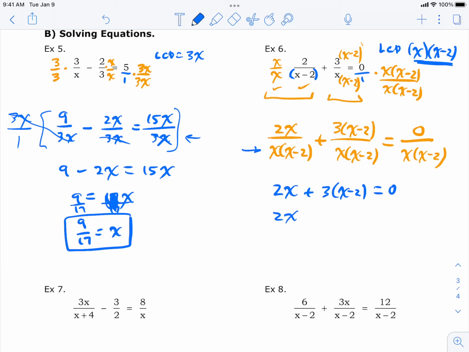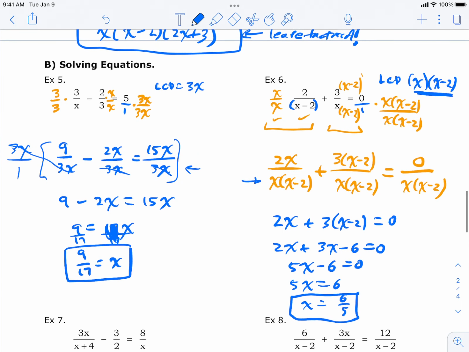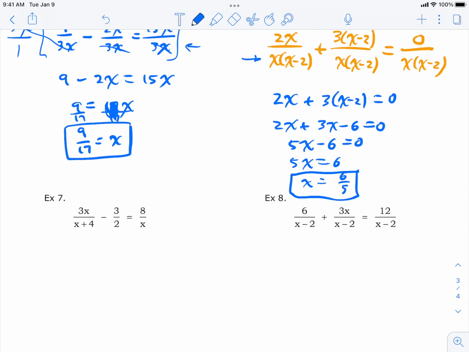So anyway, I got 2x. Let's distribute here. That's a 3x minus a 6. Okay, cool. So I've got 5x minus 6 equals 0. If you add 6 to both sides, and then you divide both sides by 5, you're getting x equals 6 over 5. Cool. You ready for a couple more?